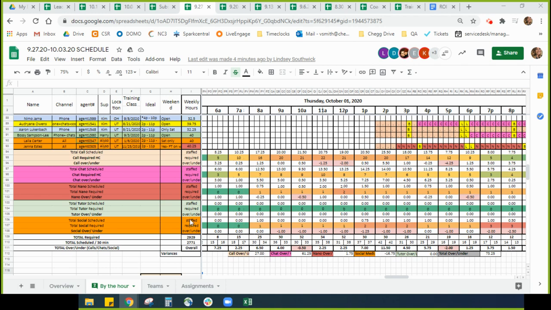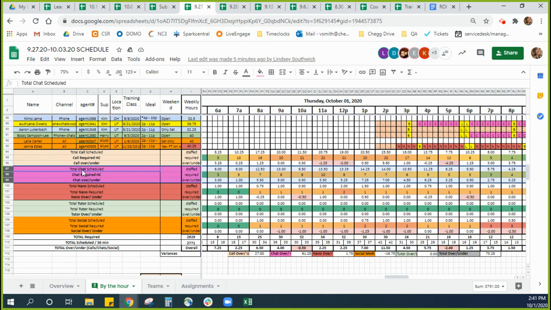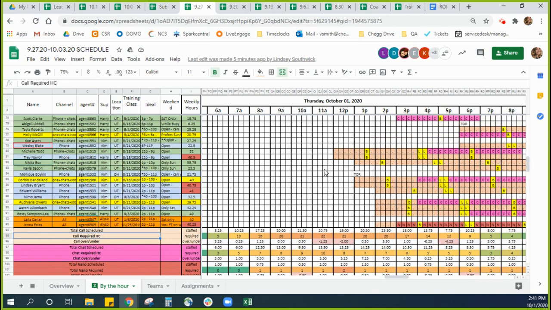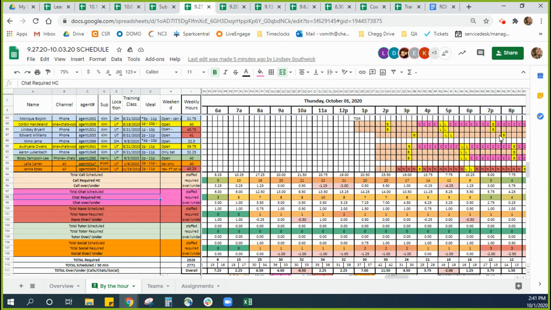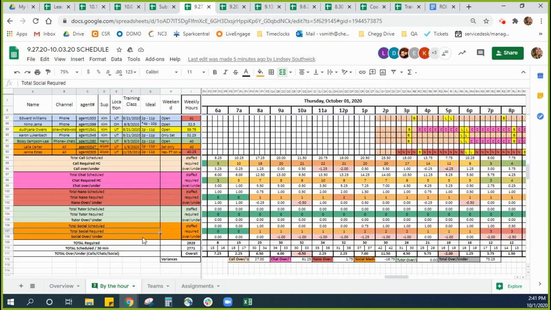All right. So when looking at the schedule, you see what channel staffing requirements we have for each channel. Calls are orange, and you'll see them in orange by the hour. Chats are pink, same on the schedule. Nano is red, tutors are green, social is orange.